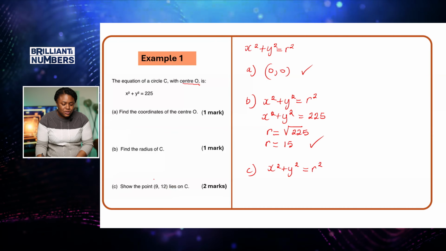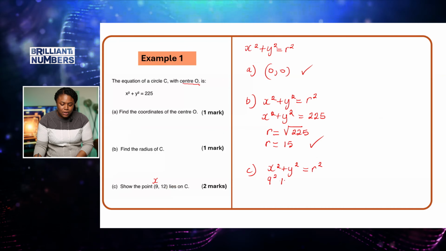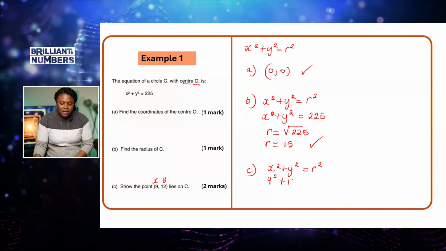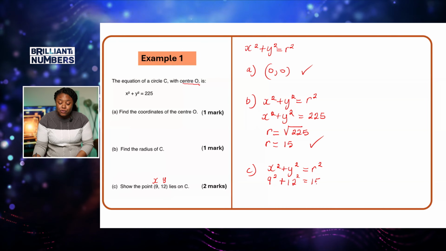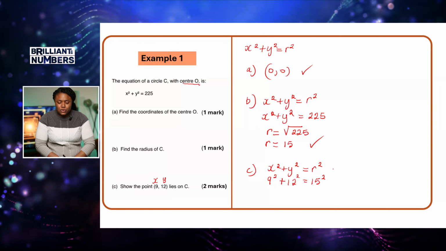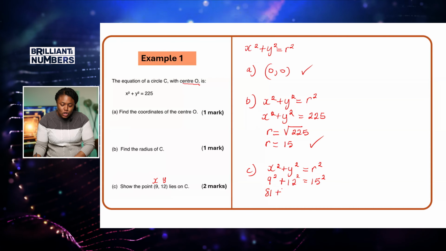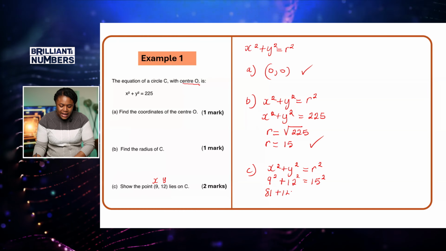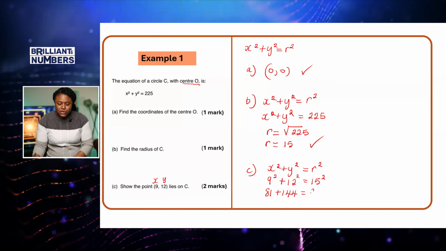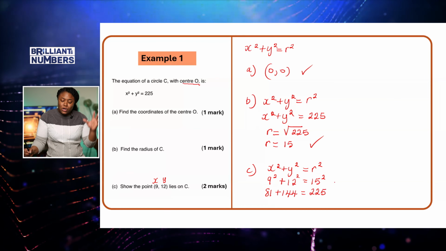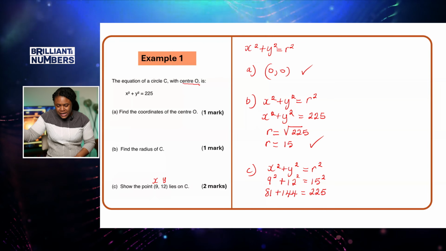So I'm going to substitute. My x coordinate is 9, so I need to do 9 squared plus my y coordinate 12 squared, and I'm expecting when I substitute that I should get the square of my radius, which is 15 squared. So let's work this through. 9 squared is 81, 12 squared is 144, and 15 squared, we just looked at that, so that is 225. We now need to add this side and see, does it produce the same result as the radius squared?